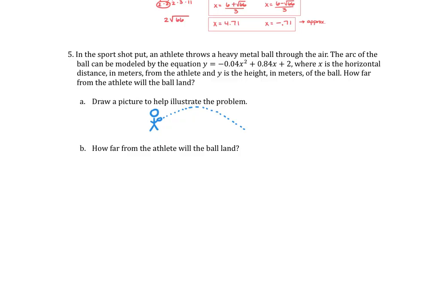Now, what we are going to do is we are going to solve this by quadratic formula. My equation is set equal to y. That is the same as set equal to 0. So I'm good there. I am ready to identify my a, b, and c values. A is negative 0.04, b is 0.84, and c is 2. I'm going to set up my quadratic formula, putting parentheses in place of my variables.